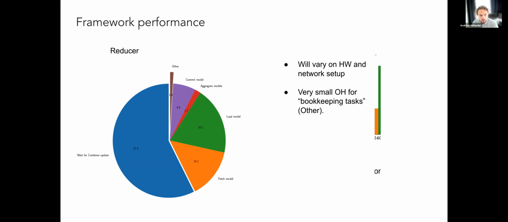And as you can see here, in this pie chart, we looked at the work done by the reducer. Waiting for combiner updates is essentially the time it just sits polling if the combiners have actually completed a partial update or not. Then download and upload of models are the green and orange parts. Model aggregation is a very small part, that computation is cheap compared to network transfer. Commit model is essentially storing the model in an object store for posterity.